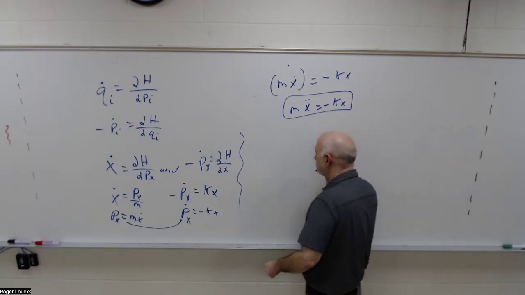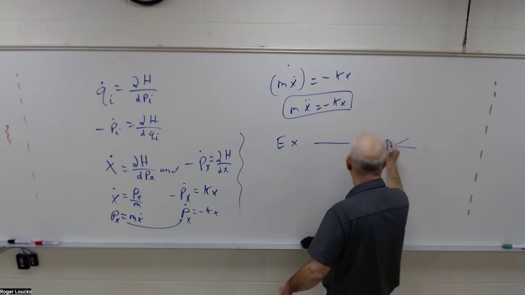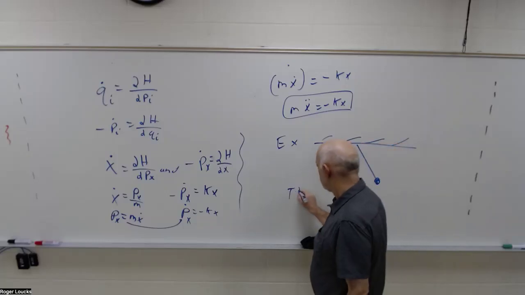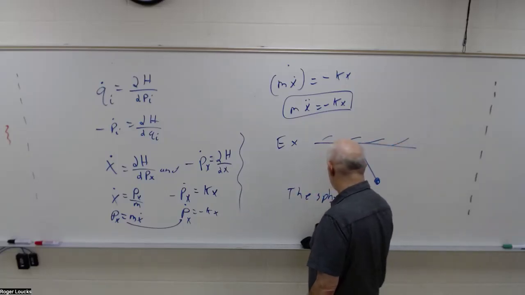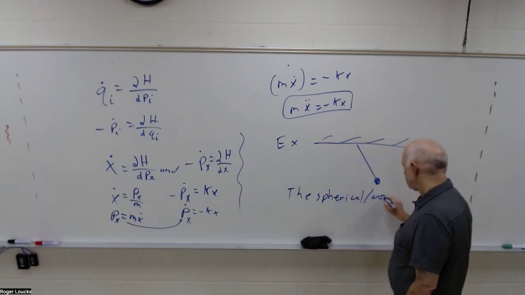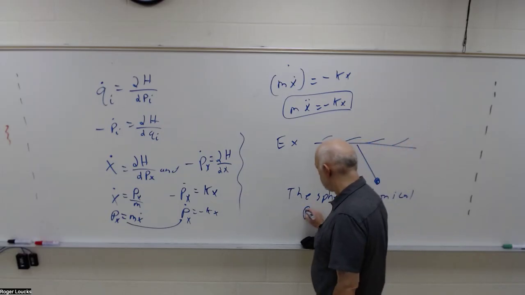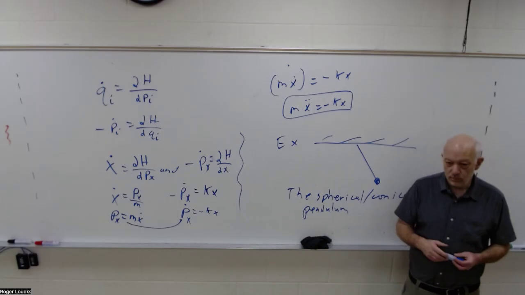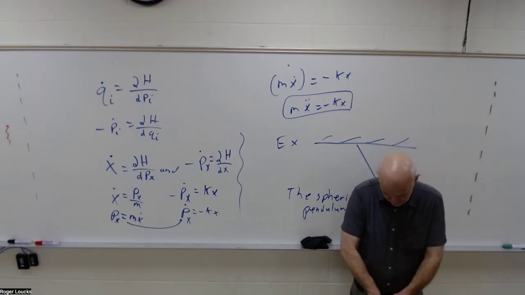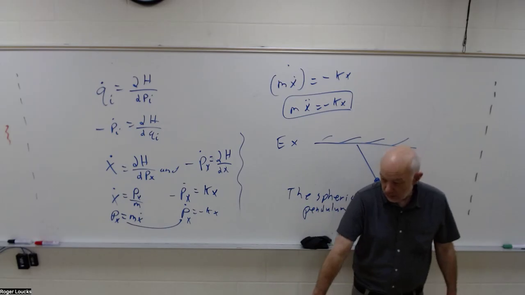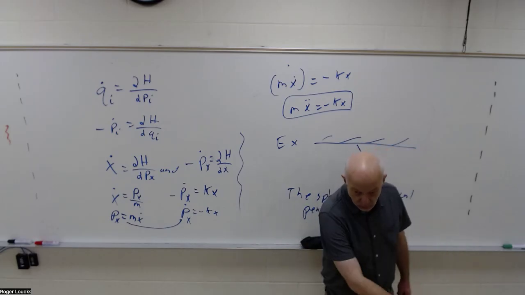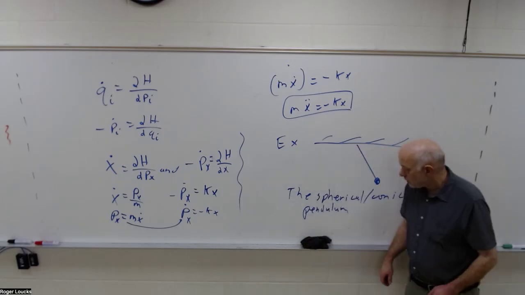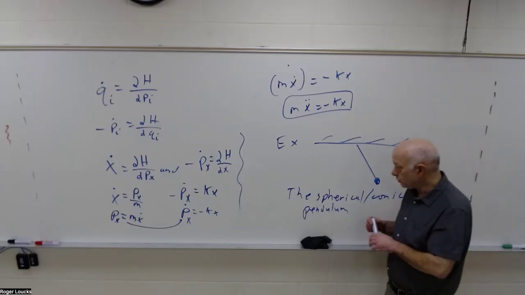Let's do another example. Let's do the spherical pendulum, sometimes called conical. What is that? If my hand is the bob here, and my arm is the length, it's a conical pendulum, one that can basically go anywhere like this. So let's actually figure out the Hamiltonian.